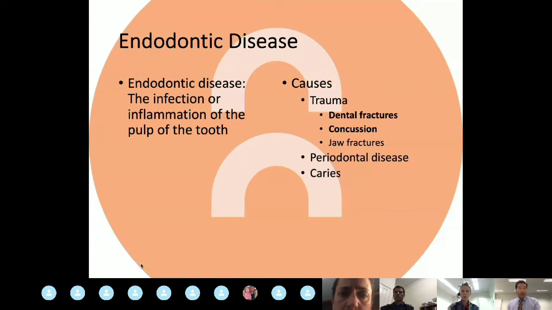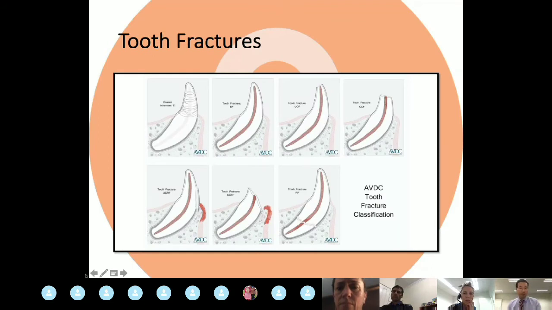So the definition of endodontic disease is the infection or inflammation of the pulp of the tooth, and there are a variety of causes. The most common causes in dogs and cats is trauma, so dental fractures, concussion, which is low-grade trauma that doesn't result in damage to the tooth structure itself. Jaw fractures can also cause endodontic disease, and the way that this occurs is that when we fracture a jaw, oftentimes we're disrupting blood supply to the apex of the tooth, and subsequently the tooth dies due to that. Gum disease can also cause endodontic disease, and caries or cavities are the most common cause of endodontic disease in people, but thankfully they only have a prevalence of about 4% in dogs.